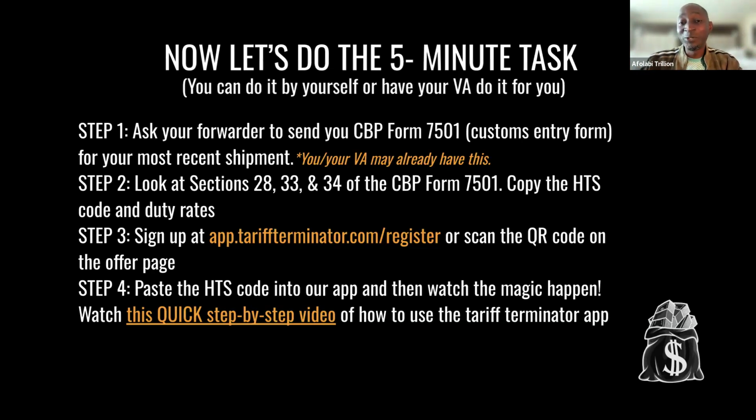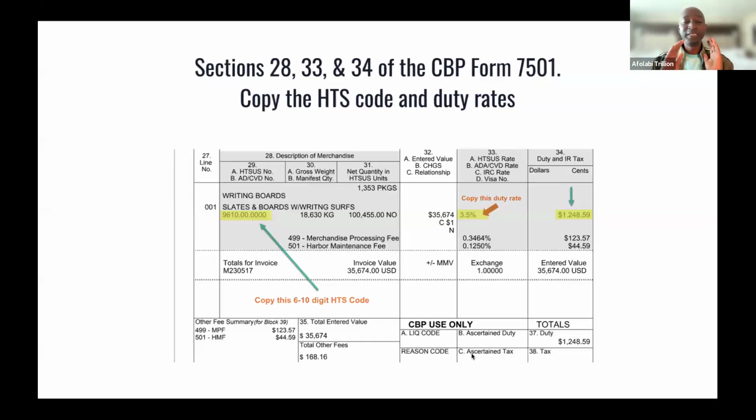I know it could make you want to cry, but it's a reality. When I discovered my own, it was a bittersweet experience knowing how much money one has been losing. So this is what it looks like. Again, this is what your form 7501 looks like. Just look at section 28, description of merchandise. Look at your HTS code here, which is your duty rate code. Look at what duty you're paying. Look at your product description on top of that HTS code.